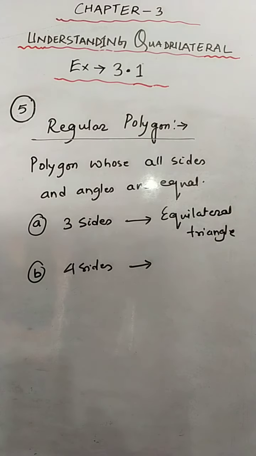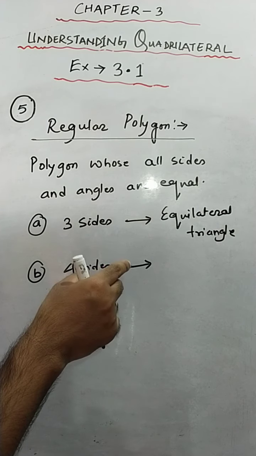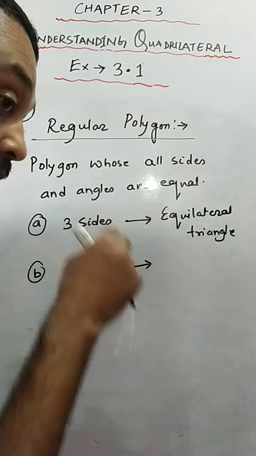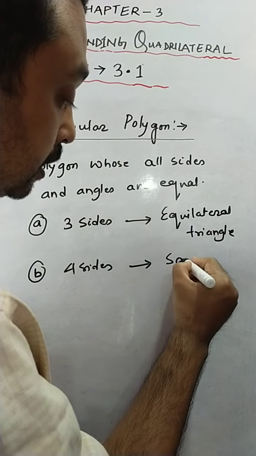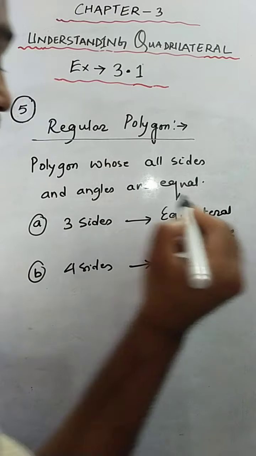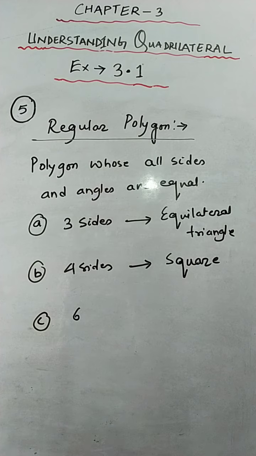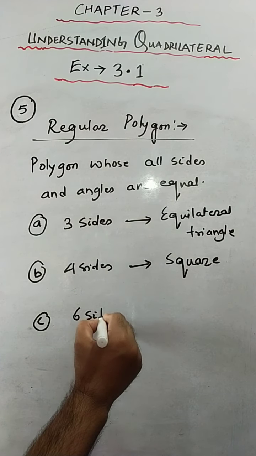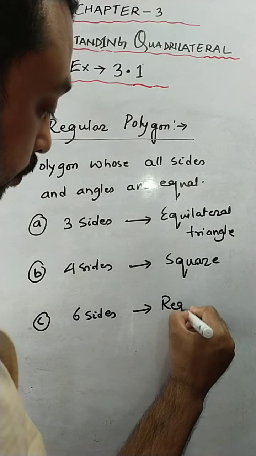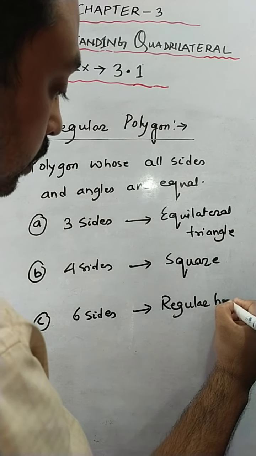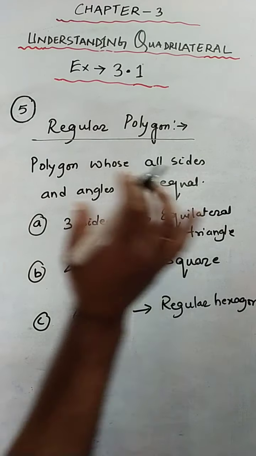No. So you have to name that regular polygon of 4 sides which has all the sides equal and all the angles equal. So what is the name of that quadrilateral? The name of that quadrilateral is square. Part C, 6 sides, I guess. Yes. So you have to name the regular polygon with 6 sides. So what is the name of that? The name of that polygon would be regular hexagon. You just cannot write hexagon. You have to mention this, regular hexagon.